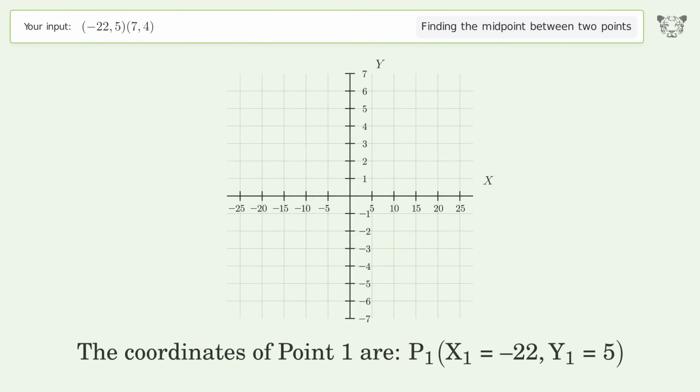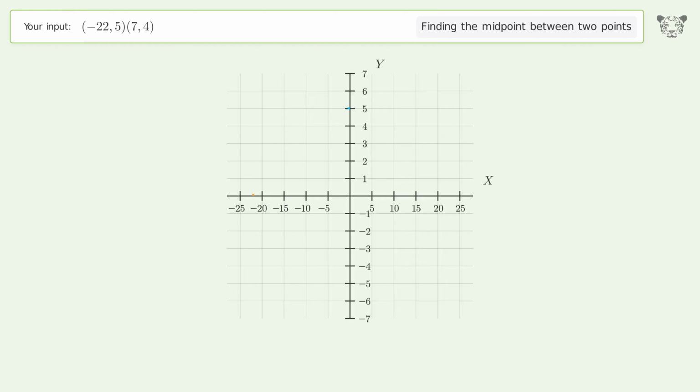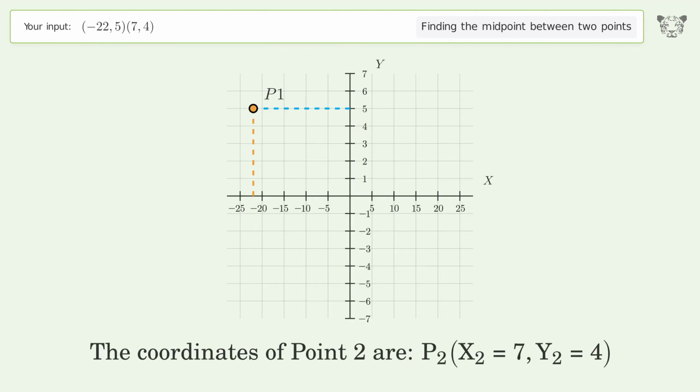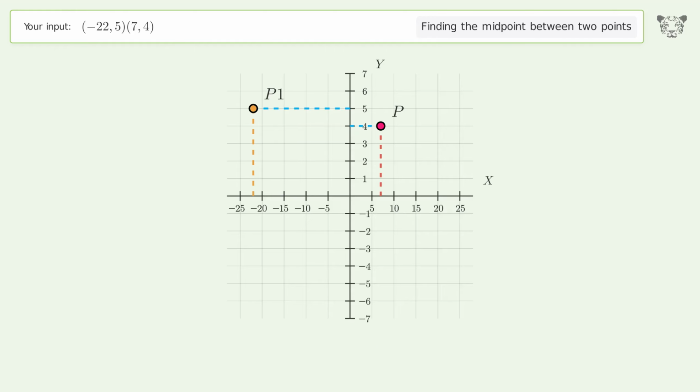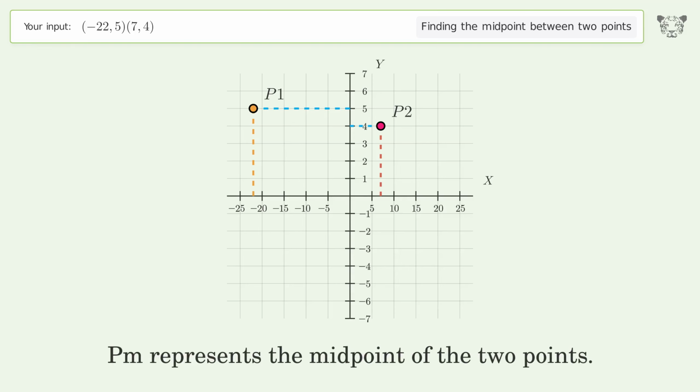The coordinates of point 1 are, x1 equals negative 22, y1 equals 5. The coordinates of point 2 are, x2 equals 7, y2 equals 4. PM represents the midpoint of the 2 points.